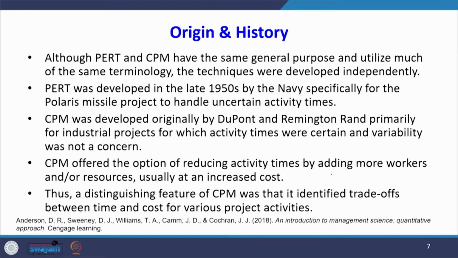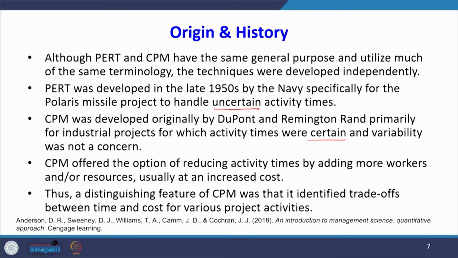CPM, the critical path method, was developed originally by DuPont and Remington Rand primarily for industrial projects for which the activity times were certain. It is very important to note that activity times were certain for CPM, while activity time is uncertain for PERT. In CPM, since the activity time is certain, variability was not a concern.